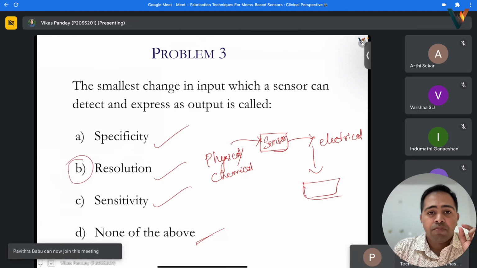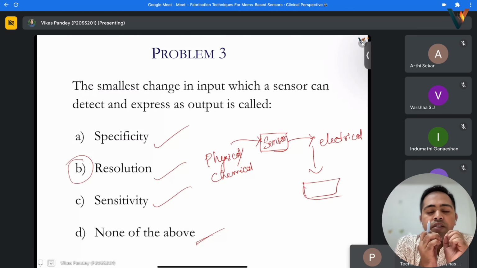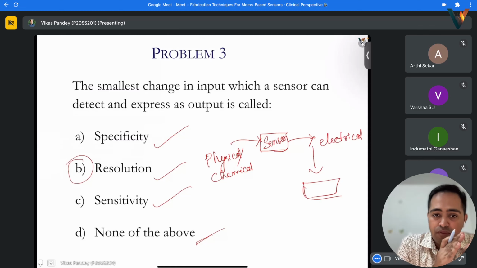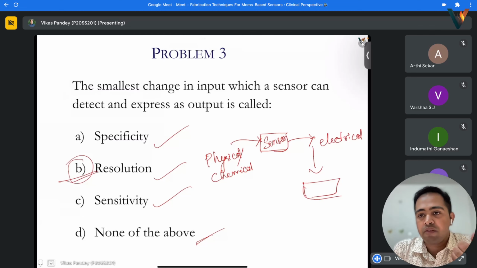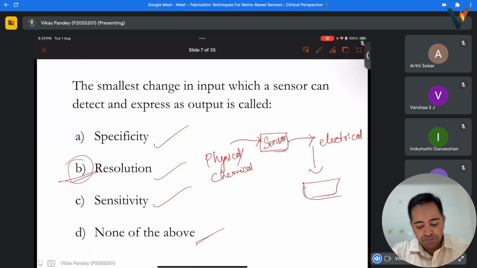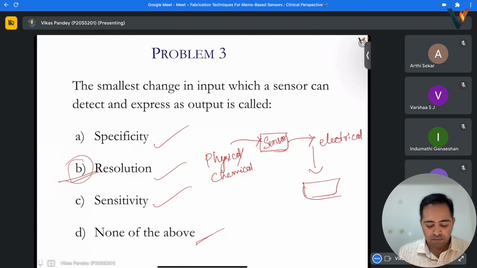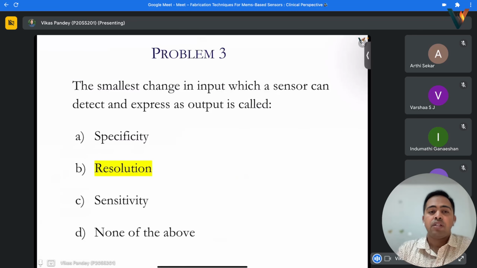So the minimum change that we can detect, the smallest change we can detect, is known as resolution, which I think Versa said, right? The smallest change in input which a sensor can detect and express in output is called resolution.